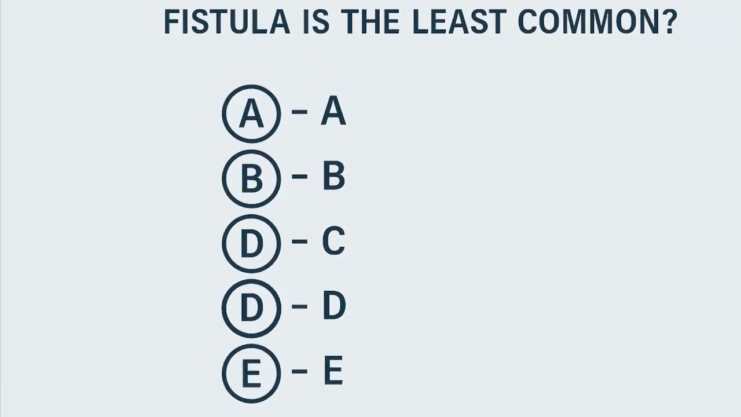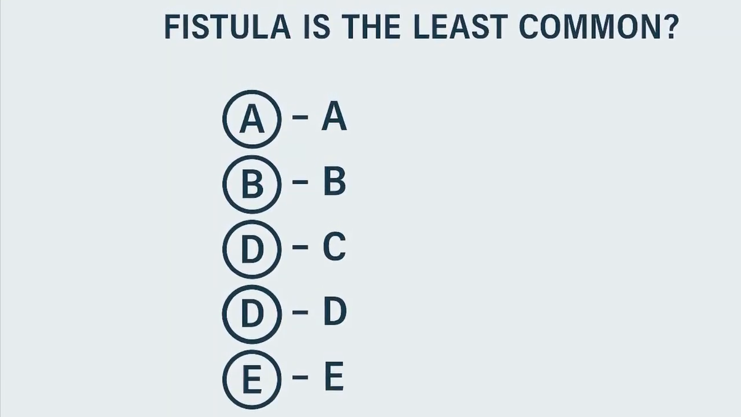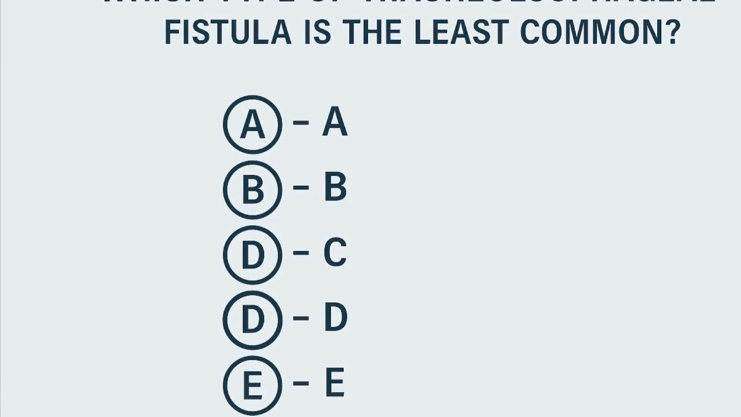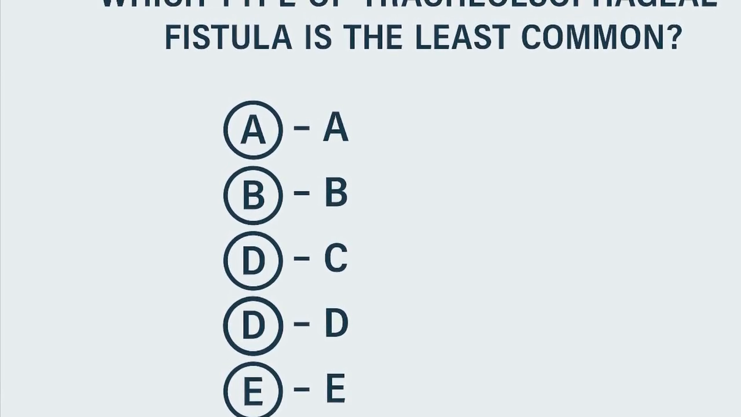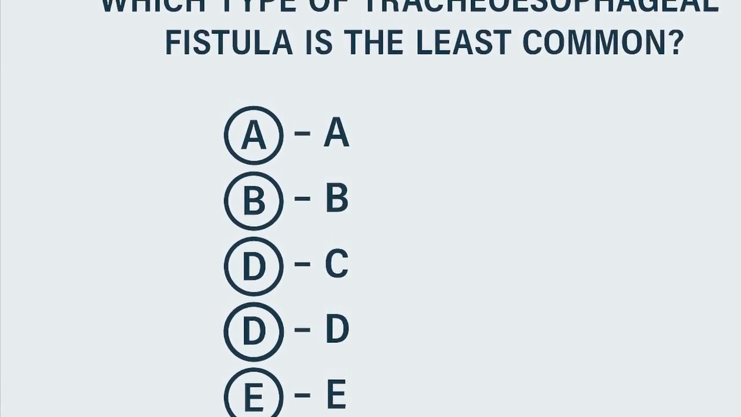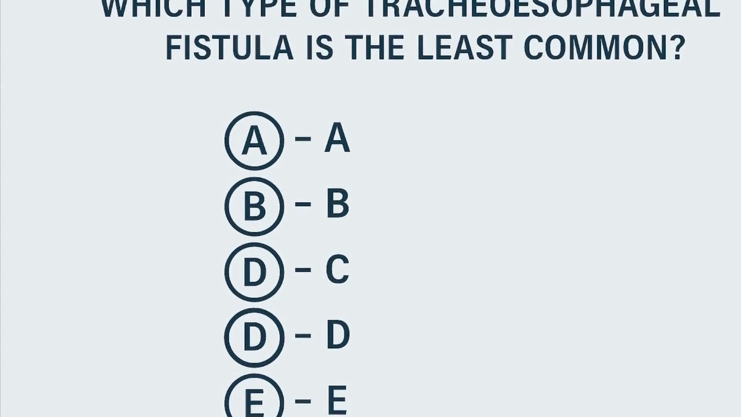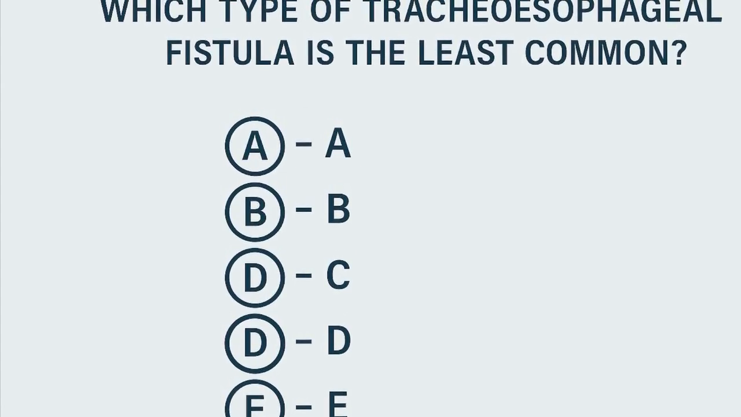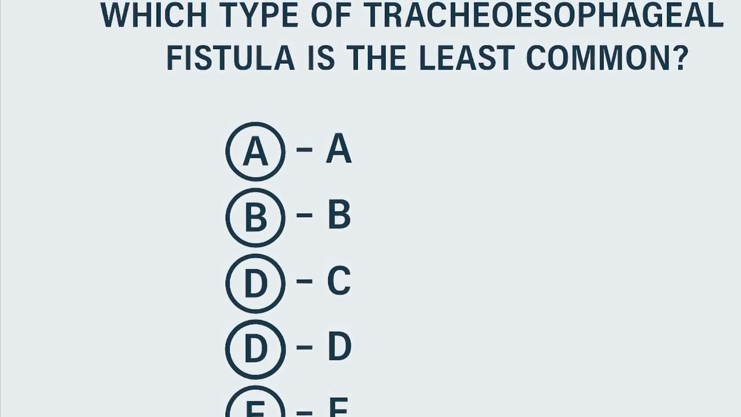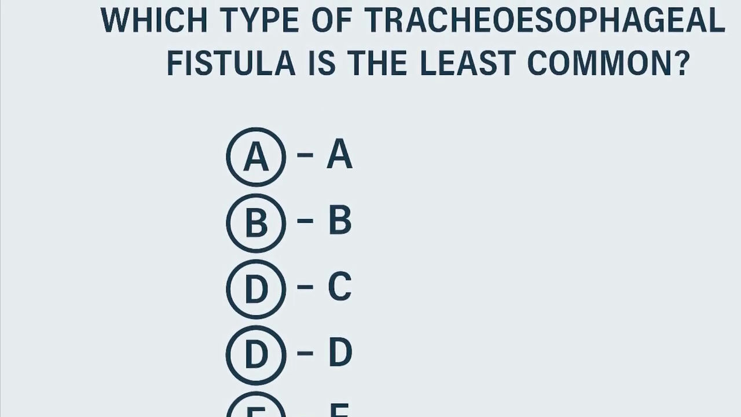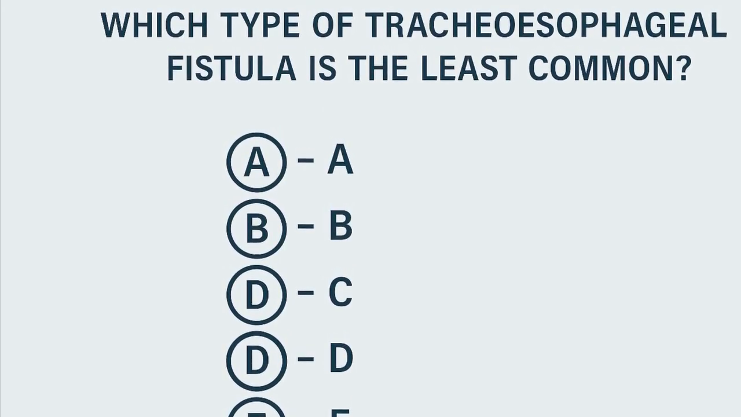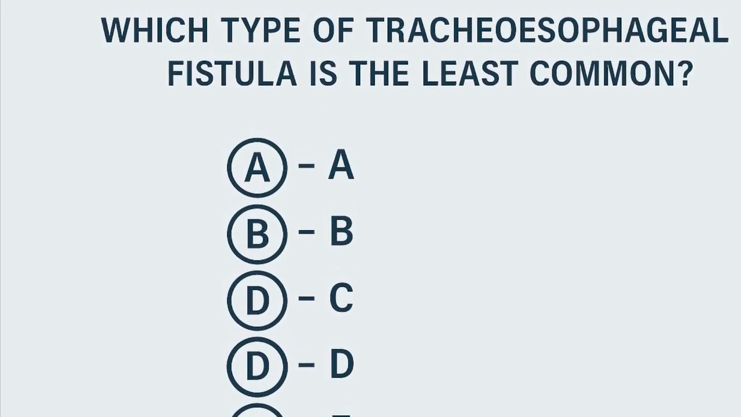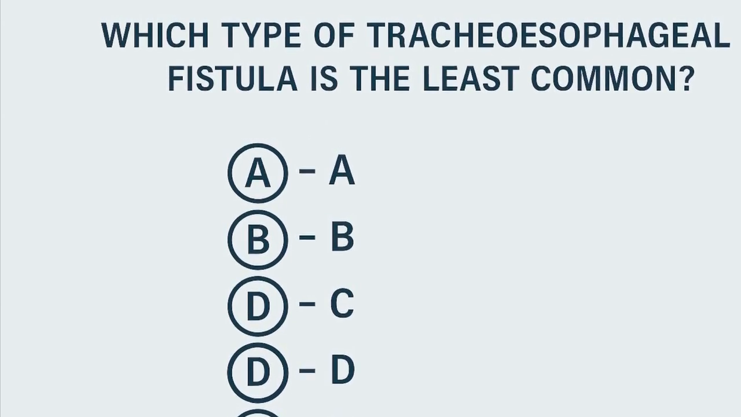Which type of tracheoesophageal fistula is the least common type? Type A, Type B, Type C, Type D, and Type E. Out of this, least common is Type D, in which there is esophageal atresia with double fistula, meaning proximal and distal fistula, is the least common variety, less than 1%.